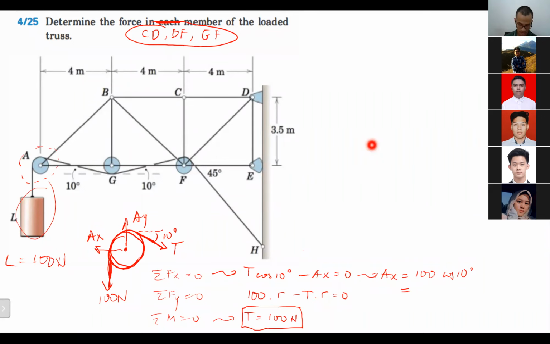Cos 10 degrees multiplied by 100. That is 98.48. Correct me if I'm wrong, okay?